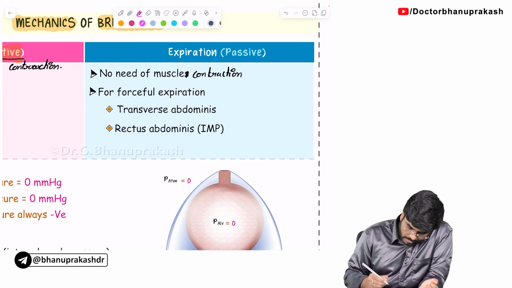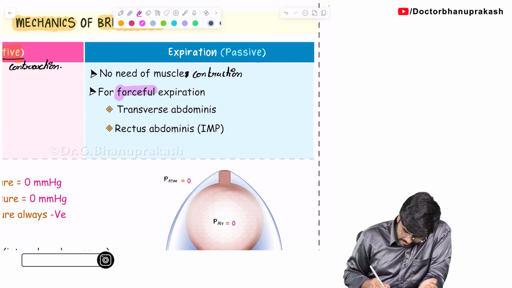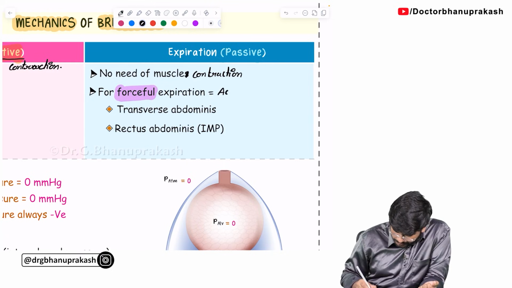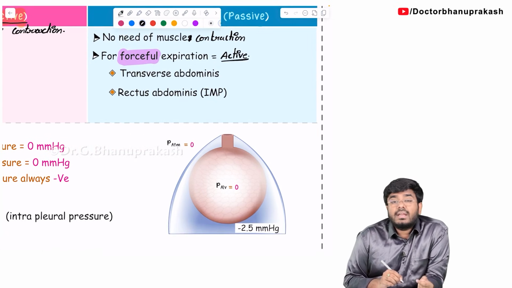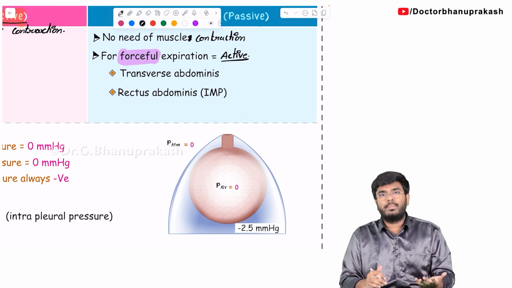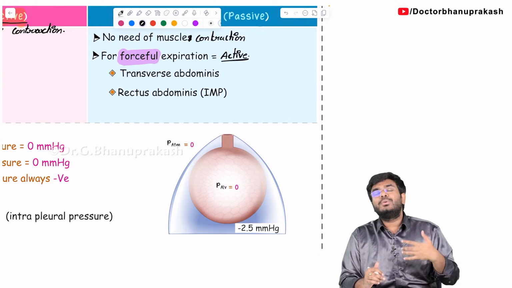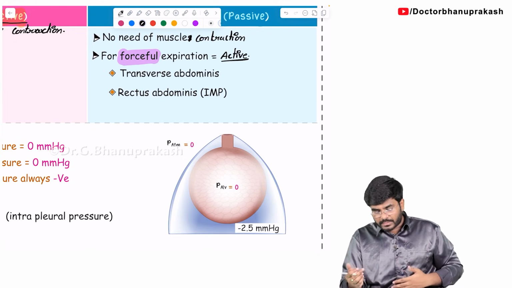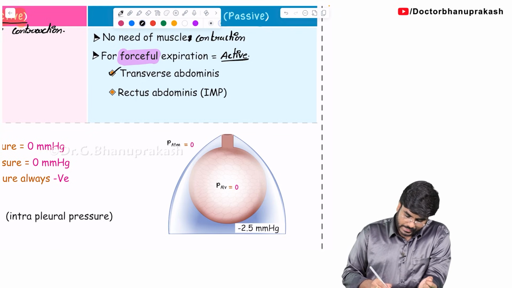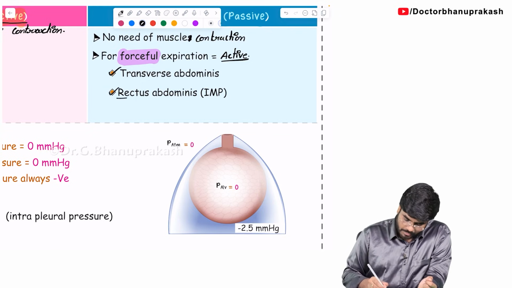But they ask about forceful expiration. Forceful expiration is again active. Which muscles are needed for forceful expiration? When you are trying to blow balloons or blow candles, you have to do it forcefully. So forceful expiration is active and the muscles required are the transverse abdominis and rectus abdominis. This is the most important: rectus abdominis is needed during forceful expiration.